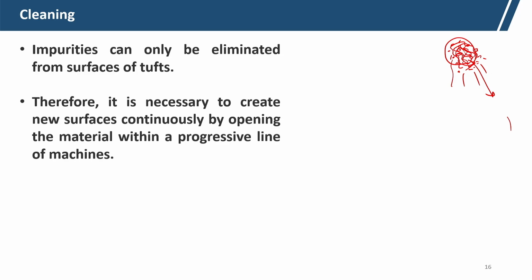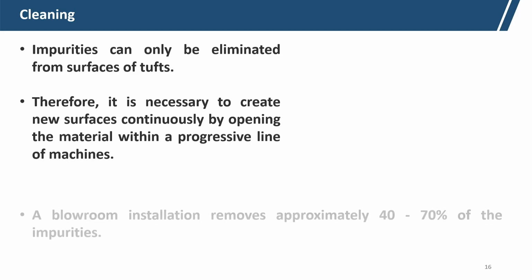So, what do we have to do? We have to actually create other new surfaces. So, we have to again open it, so the new surfaces are created, and from there again trash particles will come up. So, create new surfaces continuously by opening the material with the progressive line. So, that we can achieve by further opening. So, we are making the tufts smaller and smaller, so that the remaining trash particles get removed.